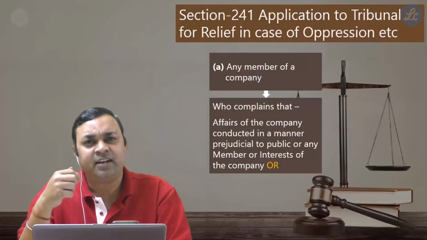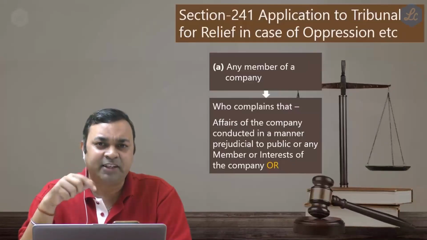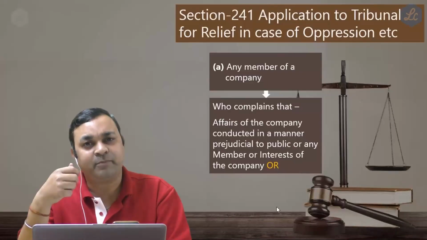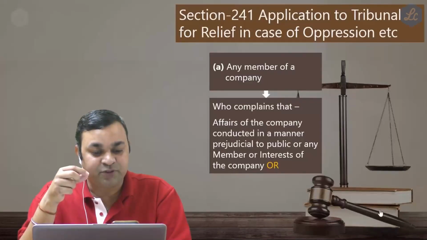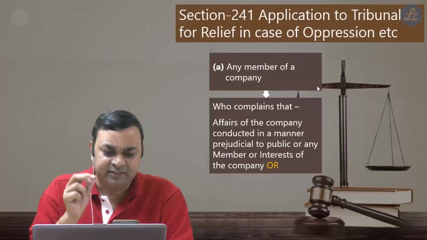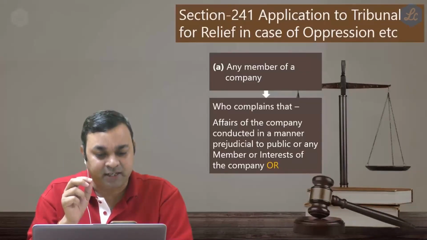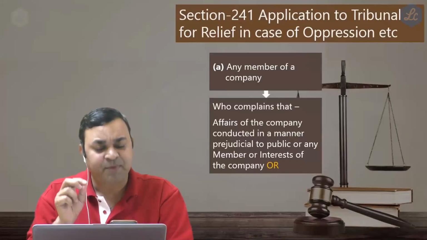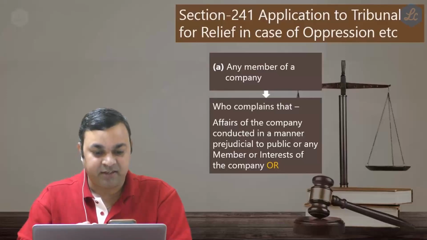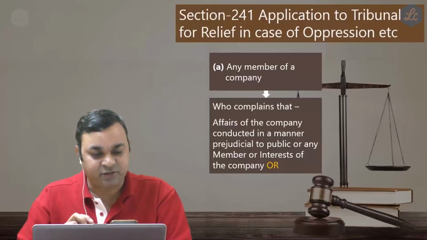And what will they complain about? That the affairs of the company, meaning the working of the company, which are conducted by the directors or the majority of the members, are prejudicial to the public interest or the interest of the company. So this is the first point. A member needs to make a complaint to the NCLT with respect to the affairs of the company or the interest of any member or of the company.